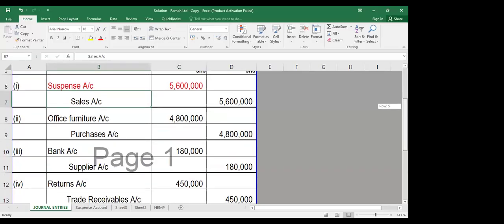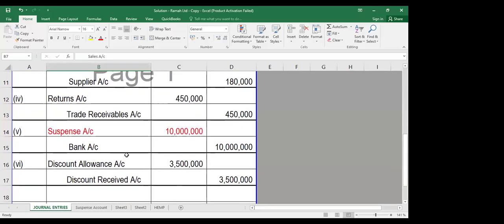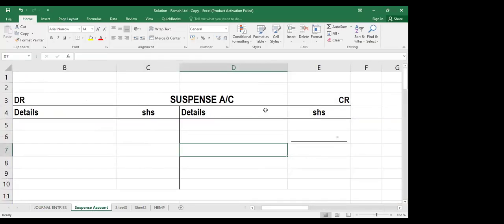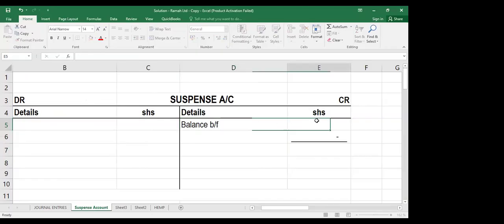Then also you're going to debit 10 million bank account in your suspense account. And this is how it looks. It is also a ledger account. So we have our balance brought forward, lying on the credit side, and that is 15.6.